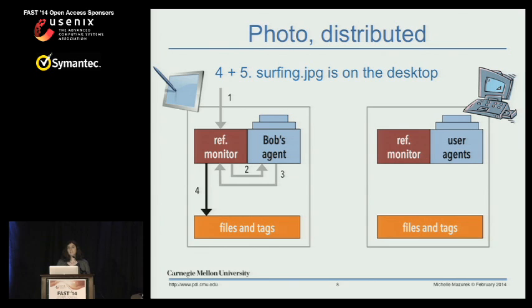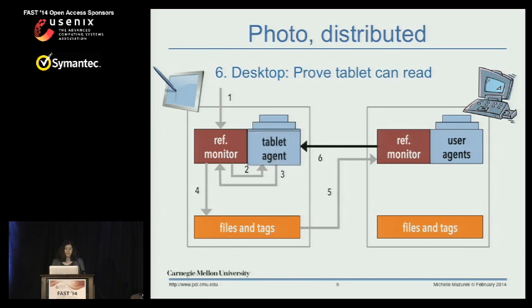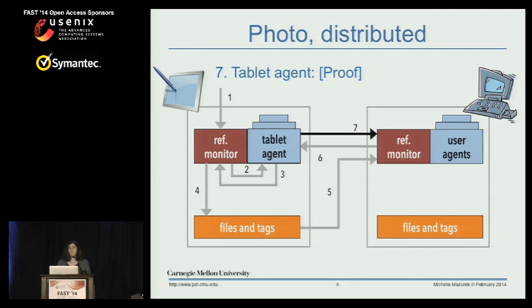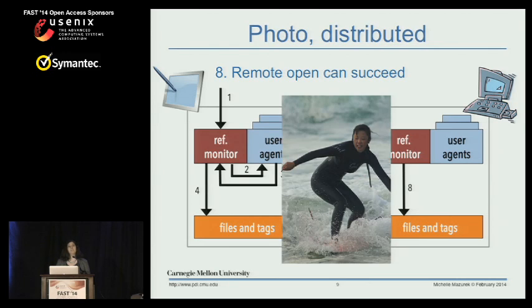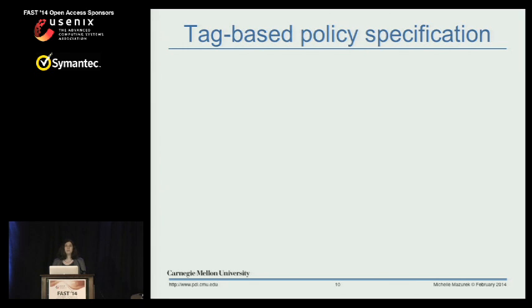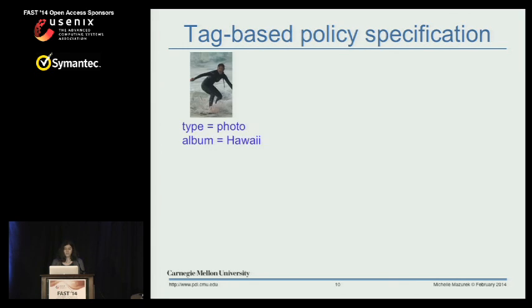Of course, as we know from previously, this photo doesn't live on the tablet, it lives on the desktop. So what happens at this point is that the tablet will go ahead and ask the desktop to open up that file. And so at this point, the reference monitor on the desktop, which is guarding access to this content, will issue a challenge back to the tablet to prove that the tablet is a trusted or authorized device. And once it does that, it submits a proof, which the desktop's reference monitor will verify. At that point, the access will be allowed to go through, and the photo can be opened by Bob on the tablet.